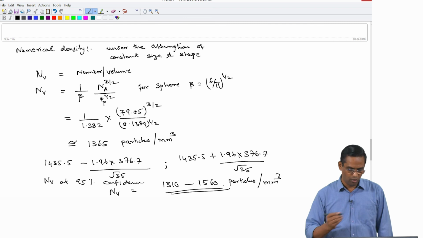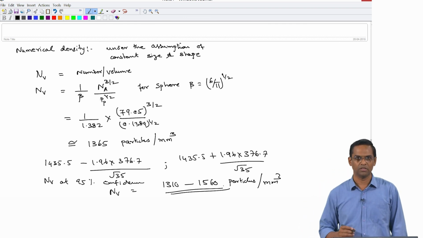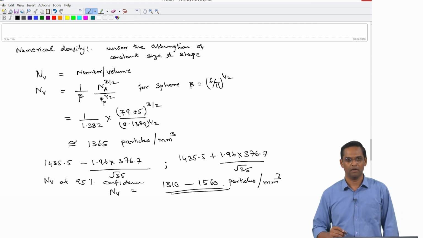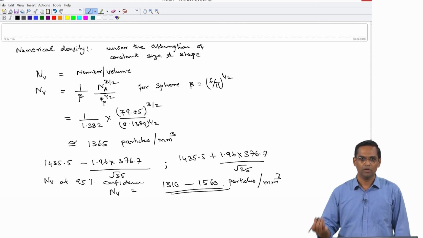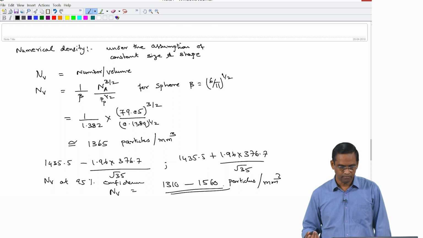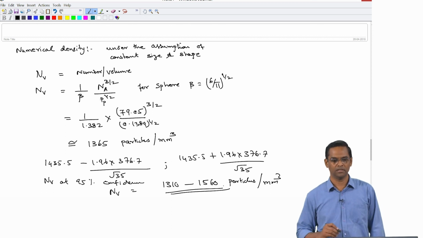I hope this exercise was useful, and you can try similar exercises on some new microstructures. So, with this I close this tutorial.